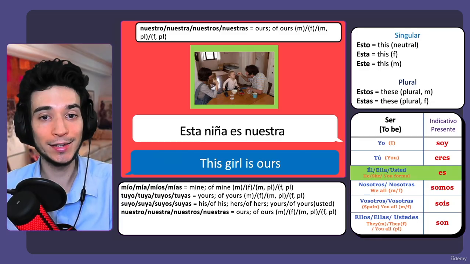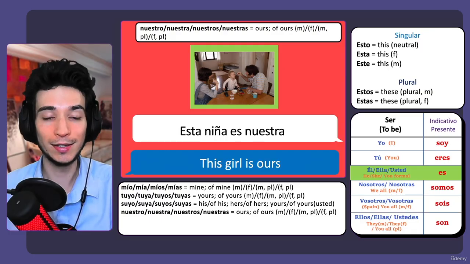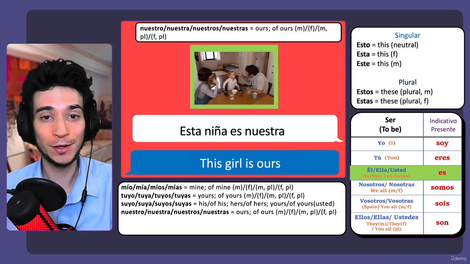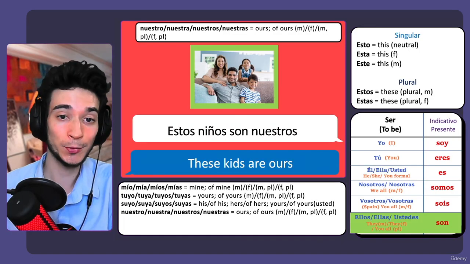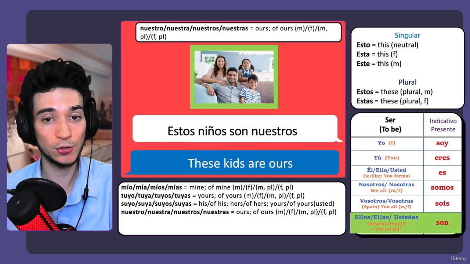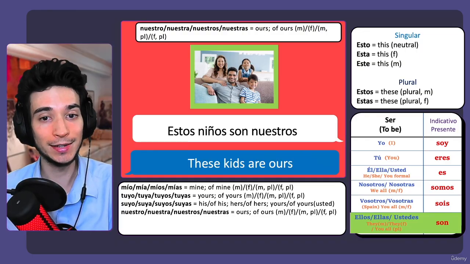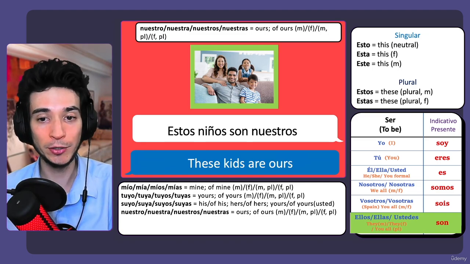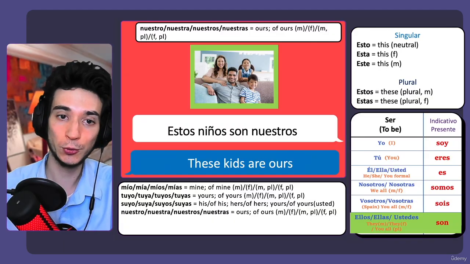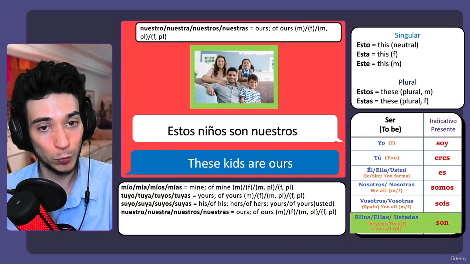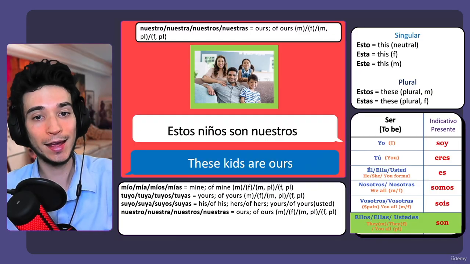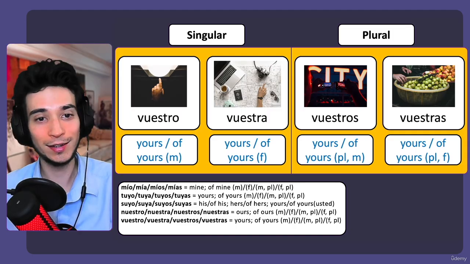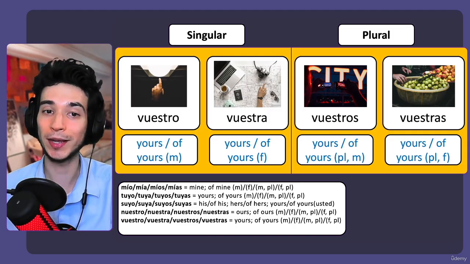Esta niña es nuestra. This girl is ours. And the next one. Estos niños son nuestros. These kids are ours. And niños can be used for only boys, and it can be used for mixed genders. When you have boys and girls together, they become niños. And we would say nuestros because they're mixed. Estos niños son nuestros.